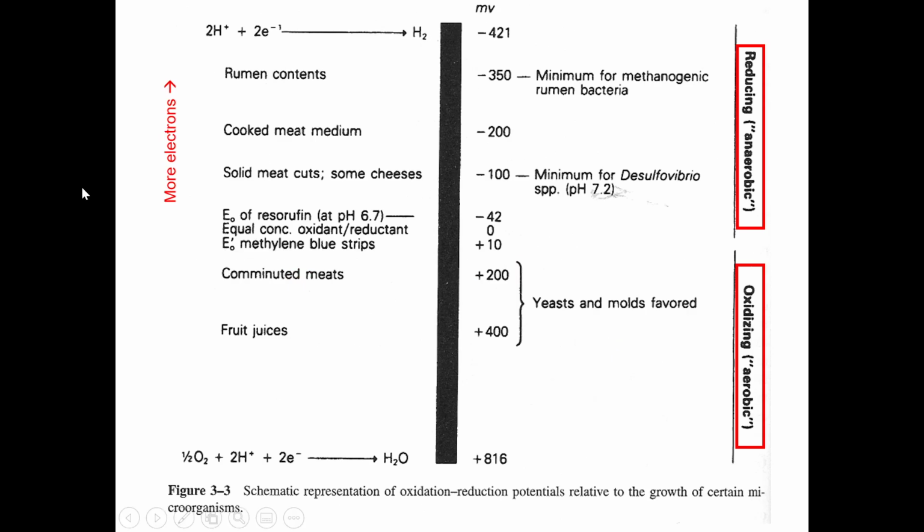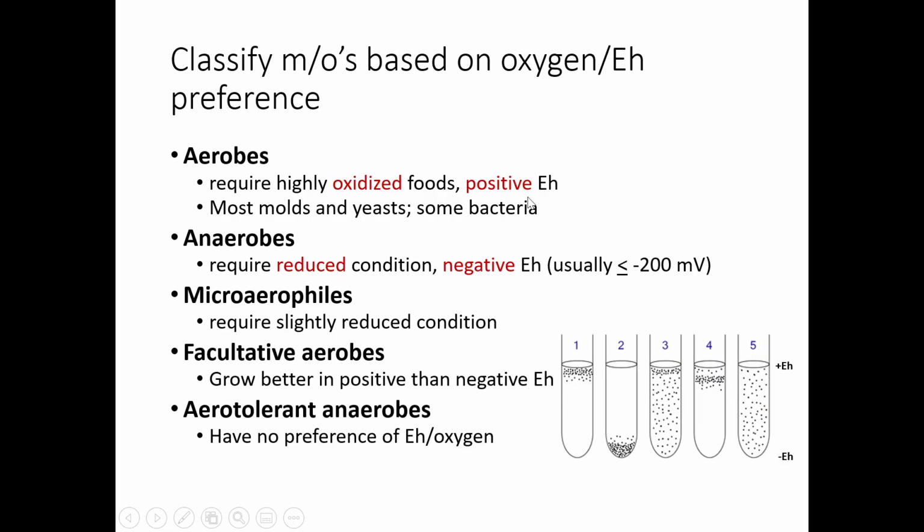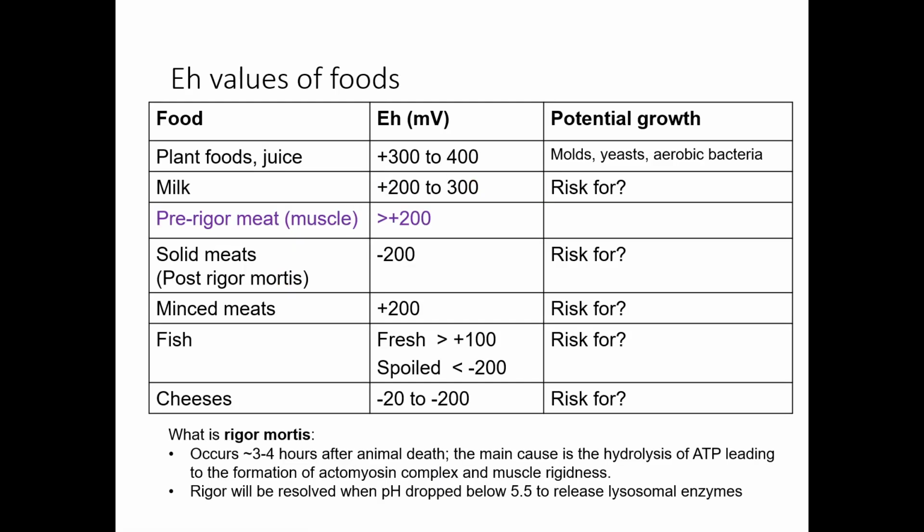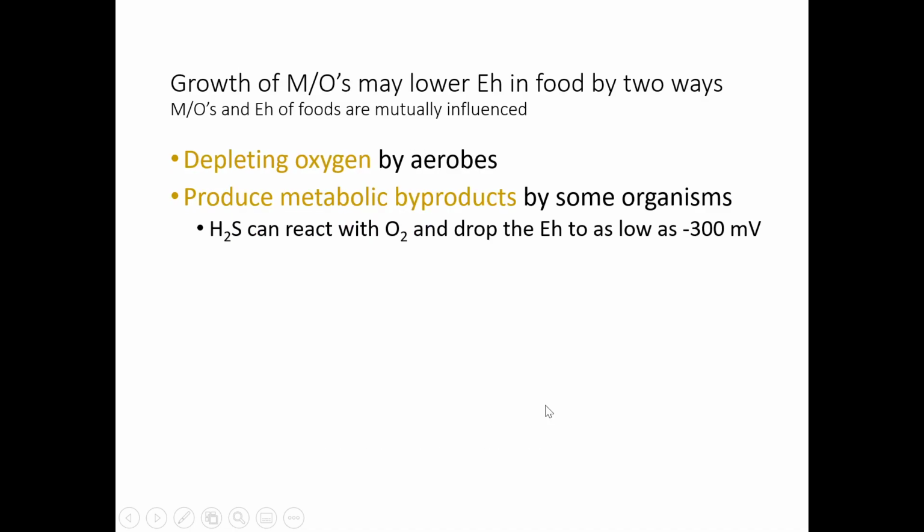Okay, so if it's reducing, it's going to be anaerobic, and if it's oxidizing, it's going to be aerobic. We can think about it like that. Aerobes are going to require highly oxidized foods. They're going to have a positive EH. And then anaerobes are going to require reduced conditions, and they're going to have a negative EH. So again, it's kind of like thinking about the oxygen preference. Okay, so you can take a look at these. This is how they survive.